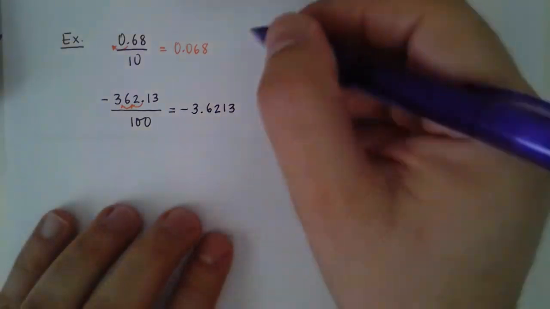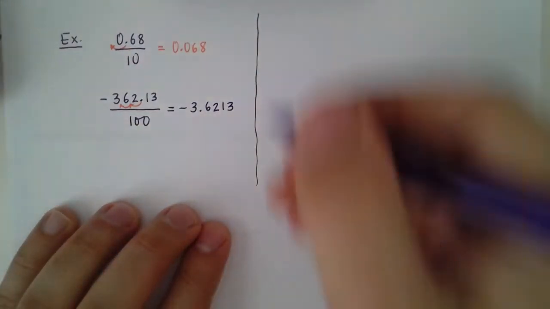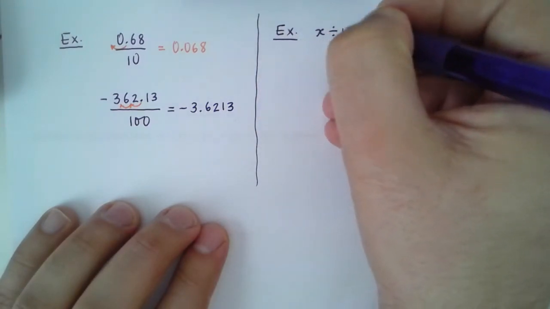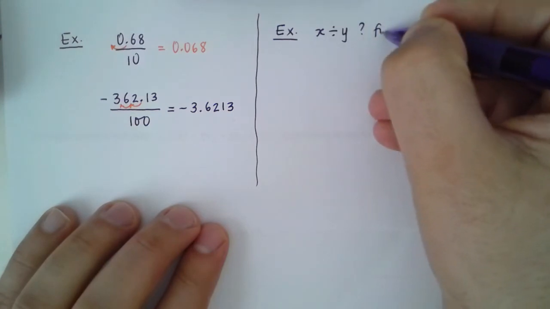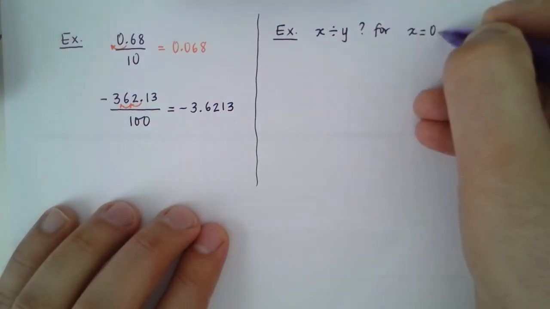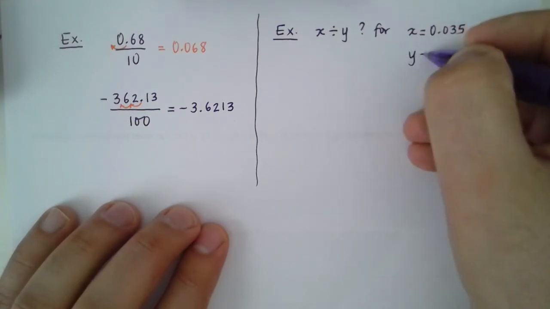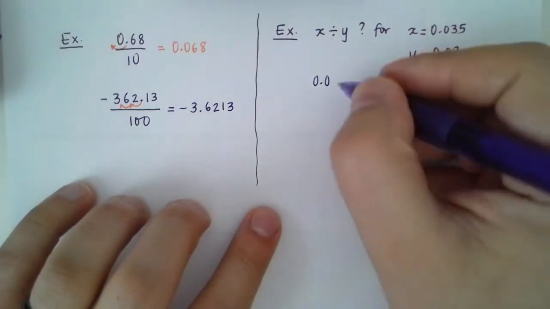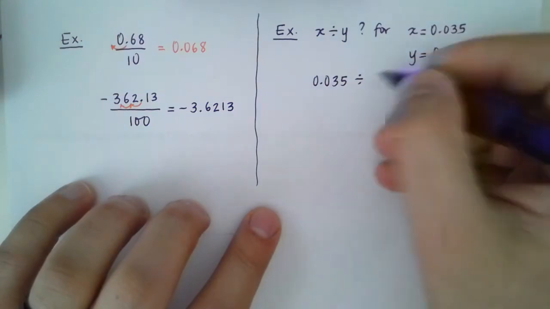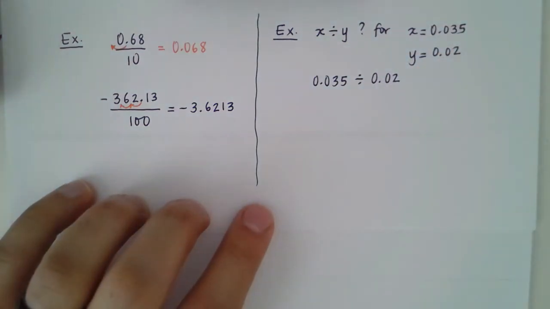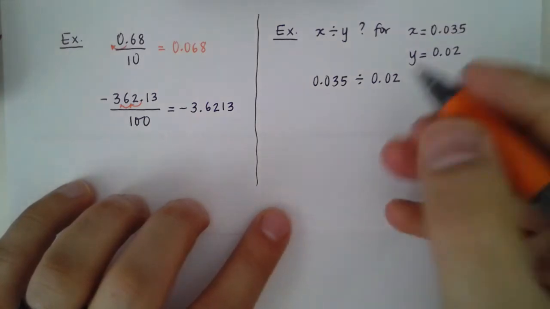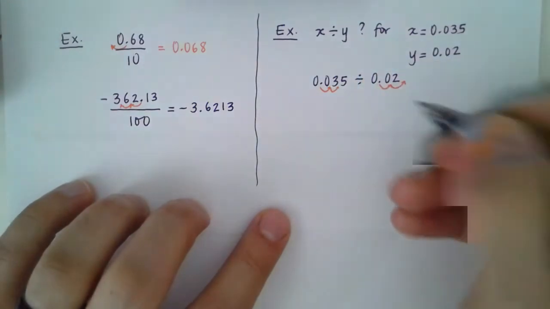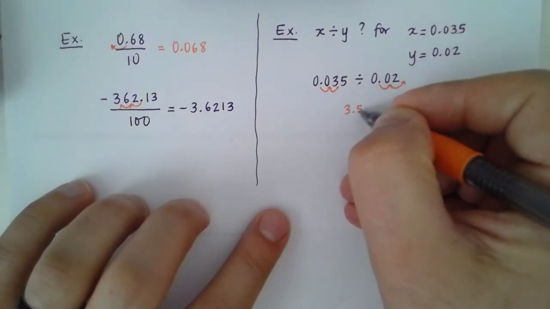And then another problem. The question is now about variables. The example is x divided by y. Find this for x equals 0.035 and y equals 0.02. So you're doing this division, 0.035 divided by 0.02. Again, the same argument, you need to make the divisor a whole number. So you move 2 places to the right in both, and this division is actually dividing 3.5 by 2.